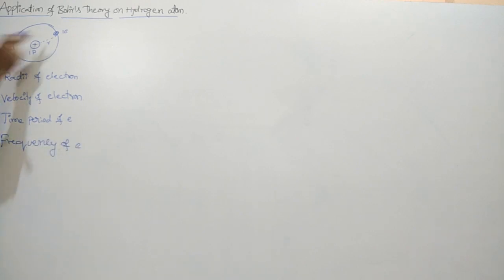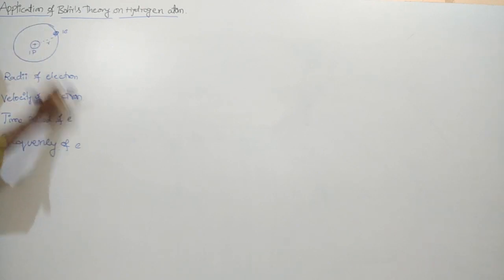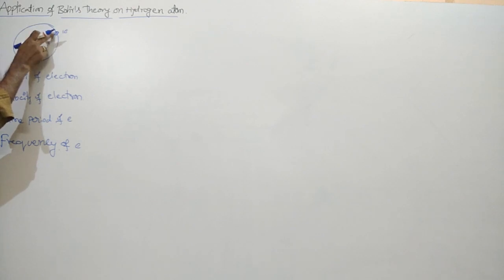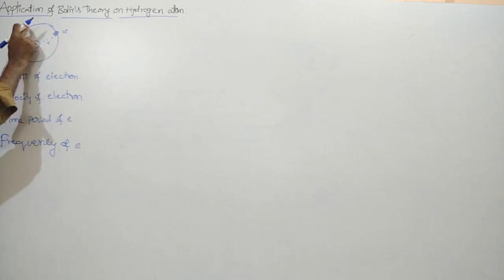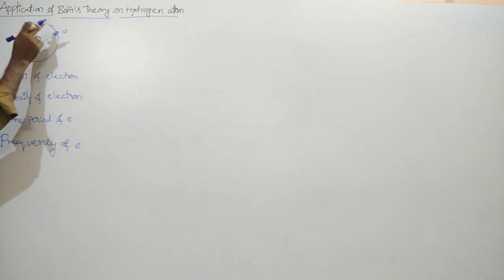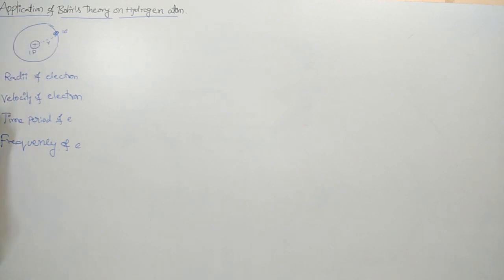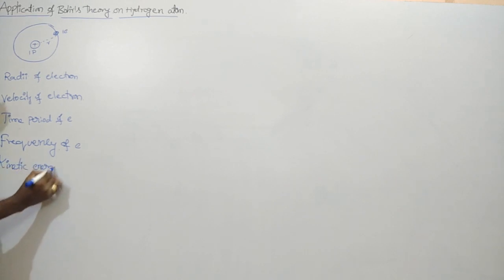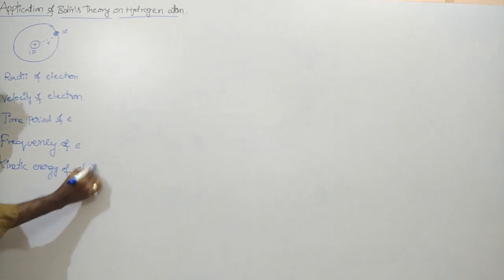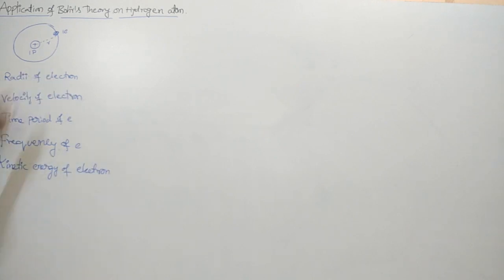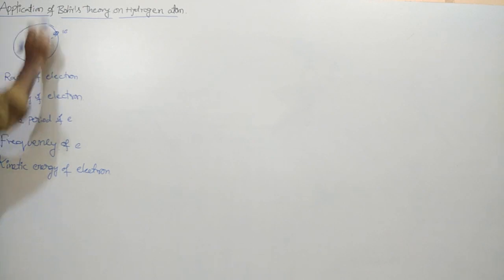Here the electron is revolving in a particular orbit with a certain velocity, and the electron has mass. Since it is revolving with a particular velocity, the electron will possess some kinetic energy. Fifth point, we need to find out the kinetic energy of the electron: how much kinetic energy is possessed by the electron in a stationary orbit.